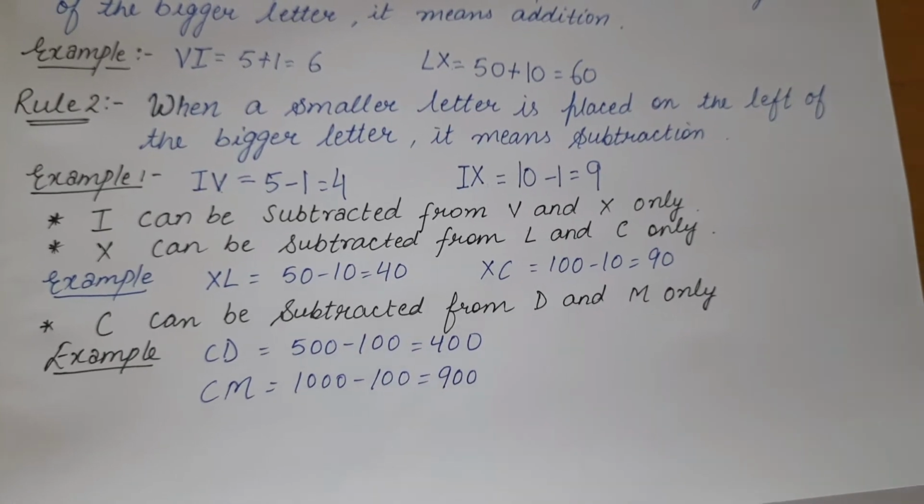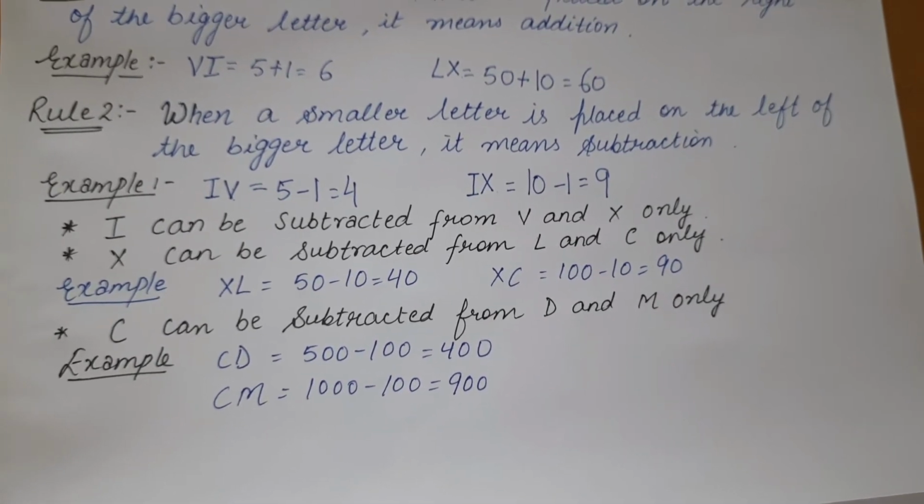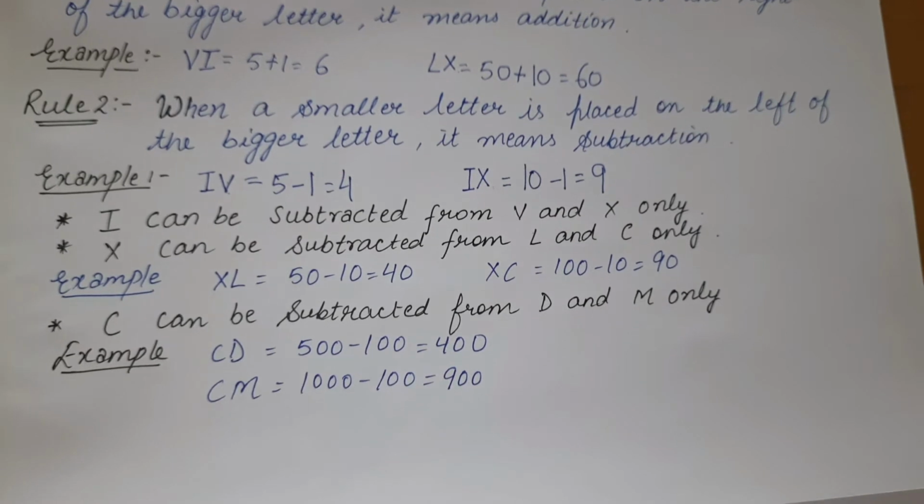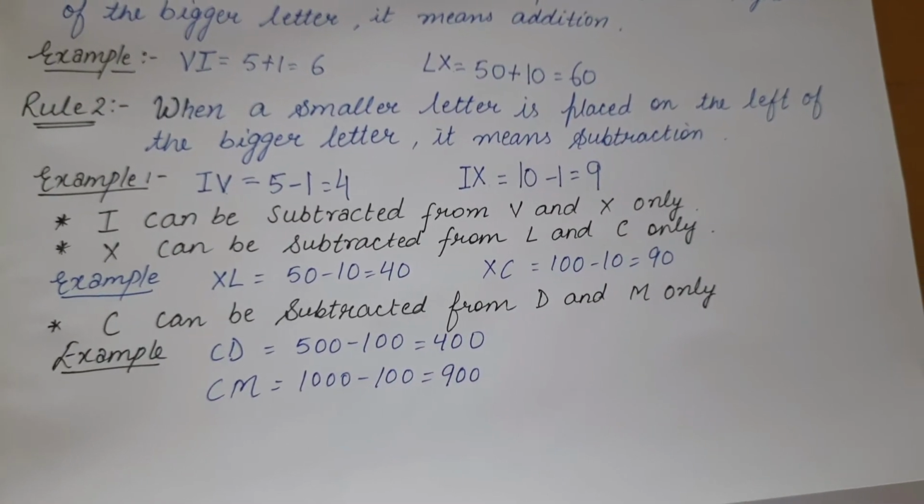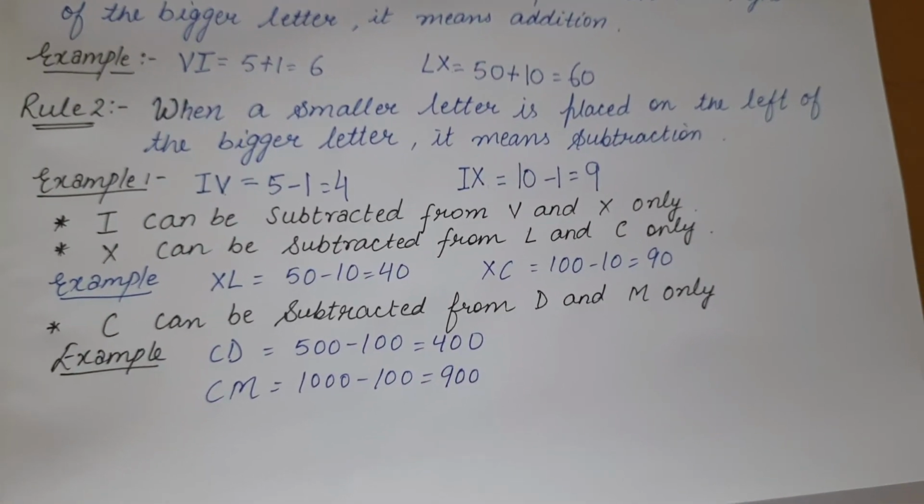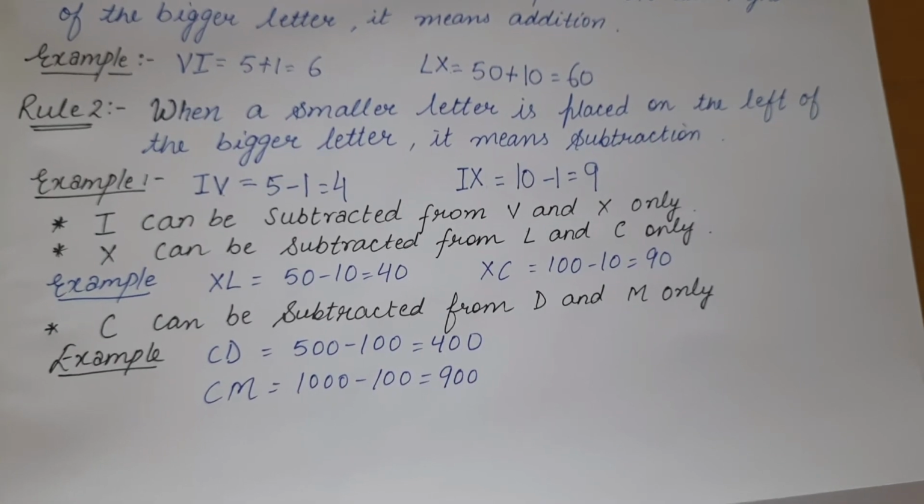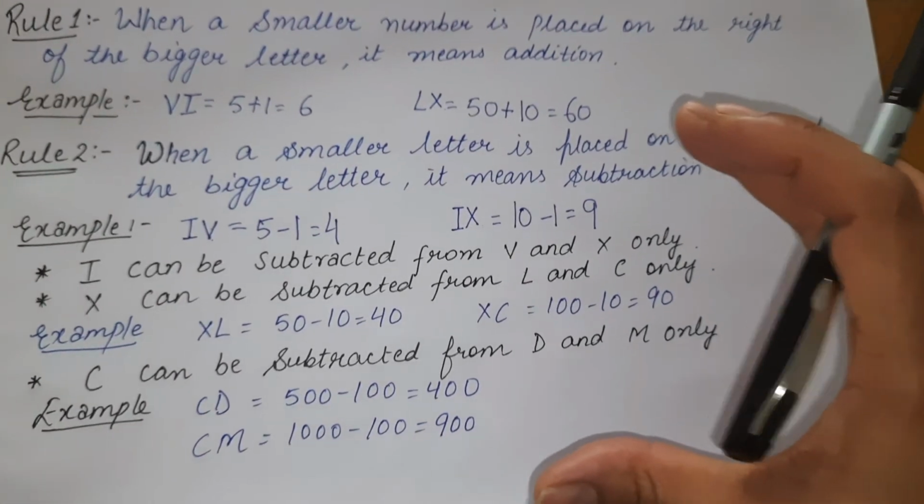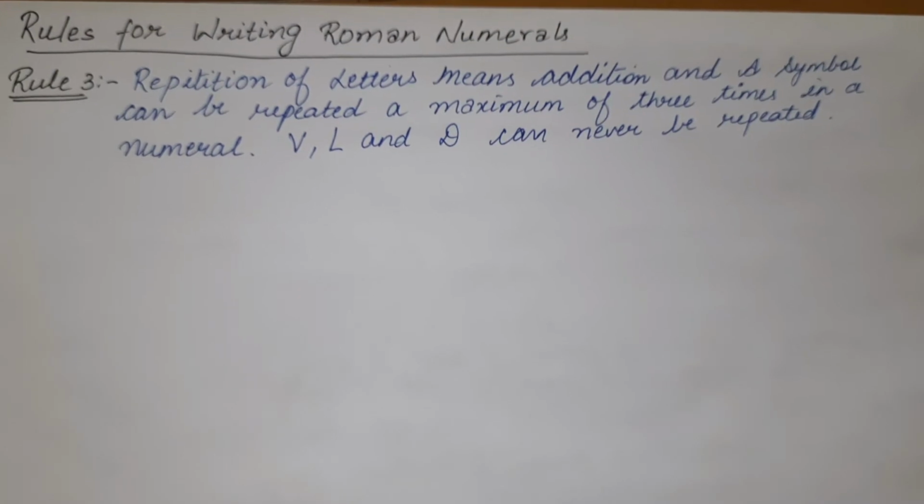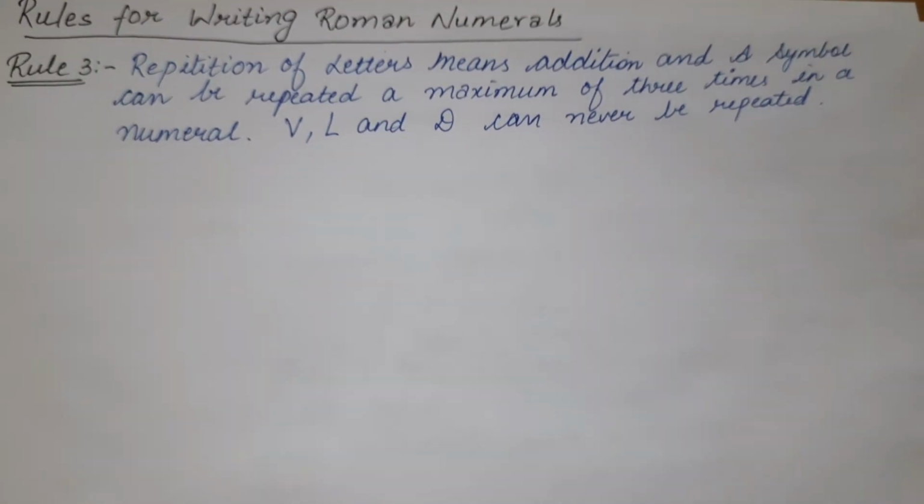Okay, so these are some important points, that I can be subtracted from V and X only, X can be subtracted from L and C only, and C can be subtracted from D and M only. These are the two rules. Next comes rule third. Third rule is repetition of letters means addition.